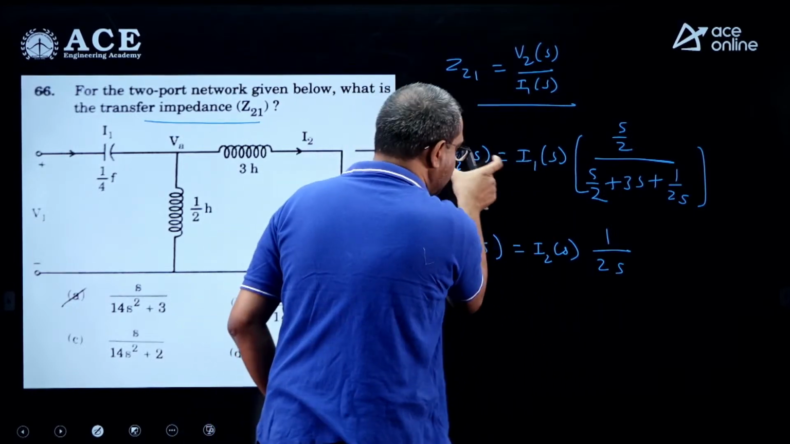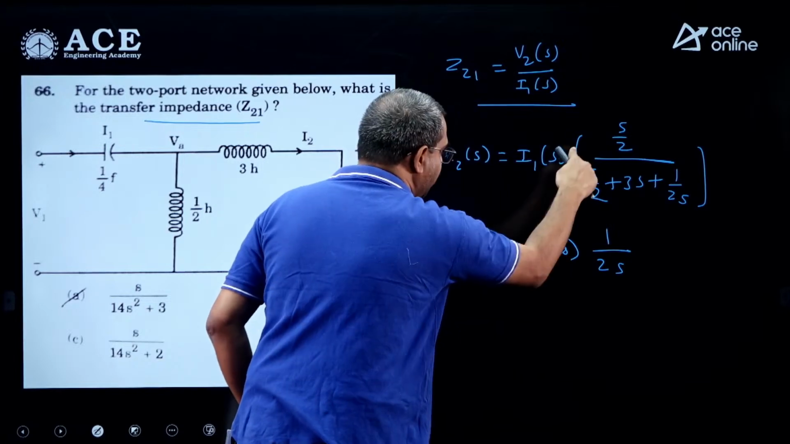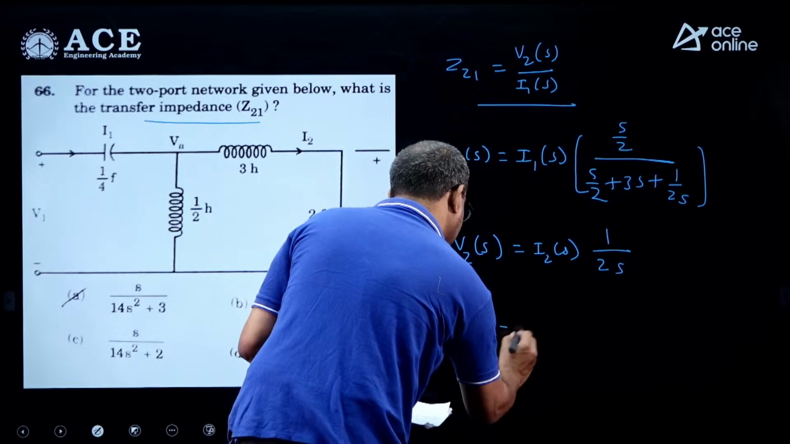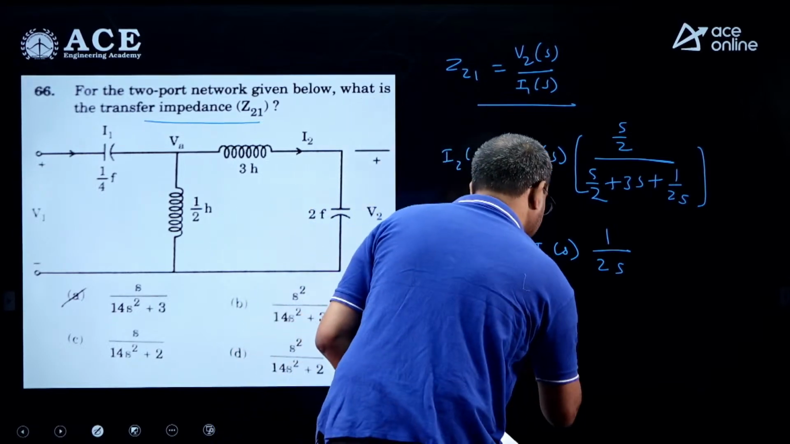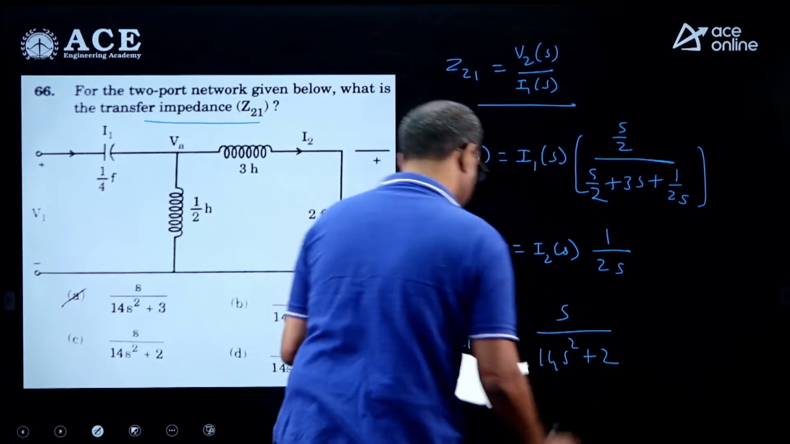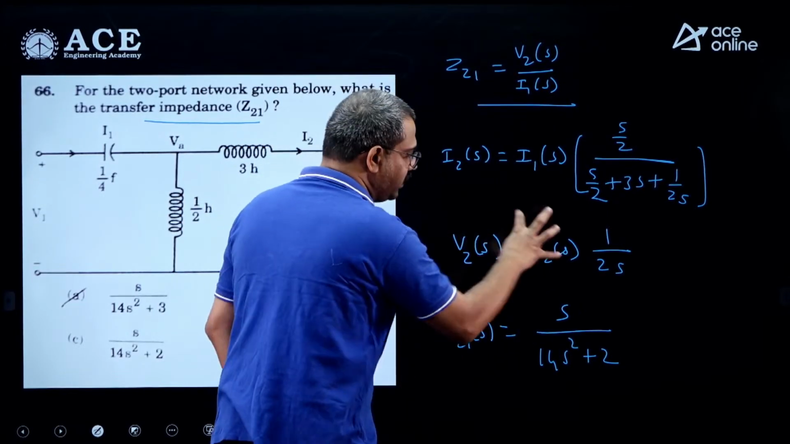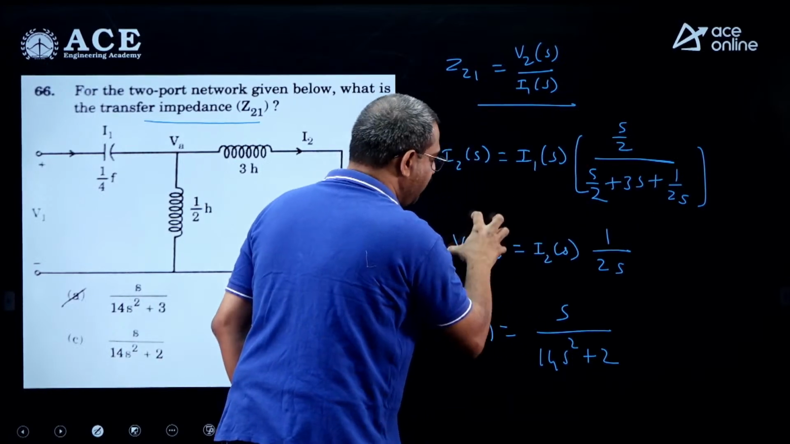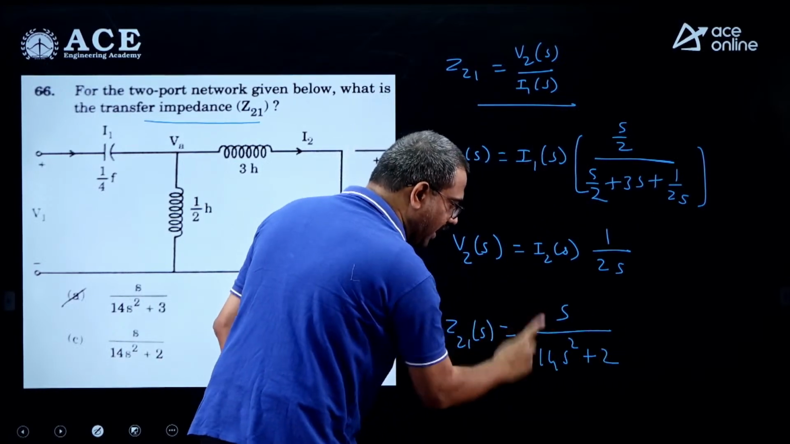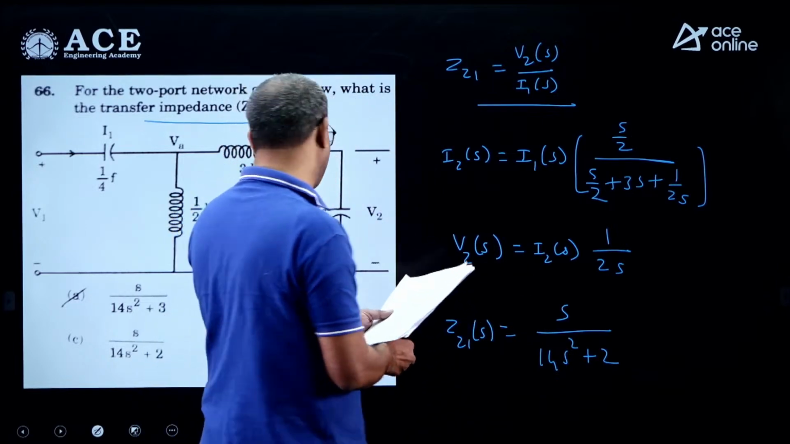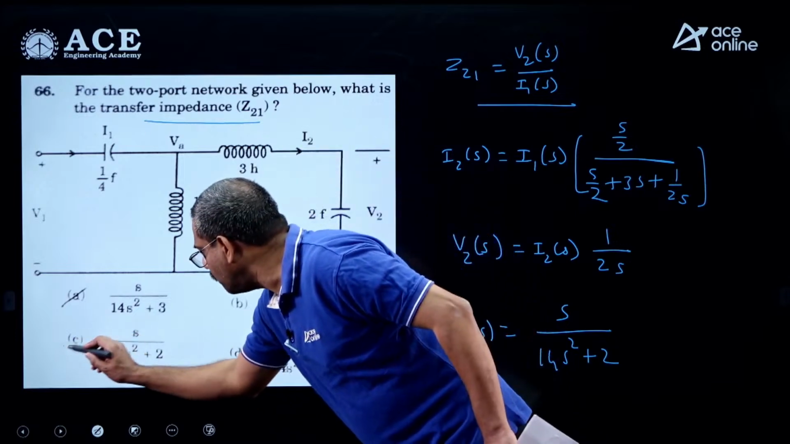So if you substitute this here and this V1 by I2 if you take, yes, that Z21 of S, you will get this as S by 14S square plus 2. Okay, you do that. See, because V2 is this, but what is I2? This is I2 now, you put here, and then V by I is what is asked, you will get S by 14S square plus 2. Okay, S by 14S square plus 2, option is C.